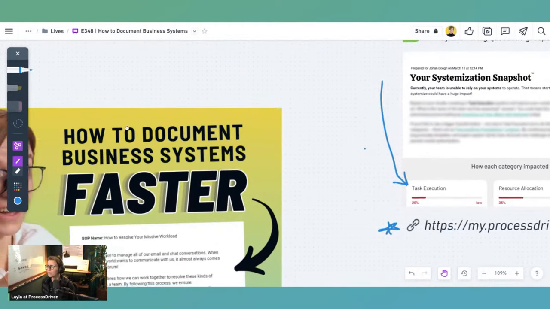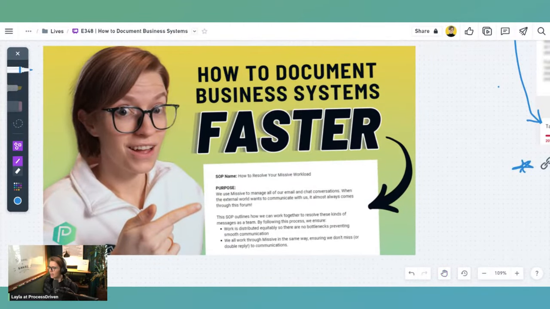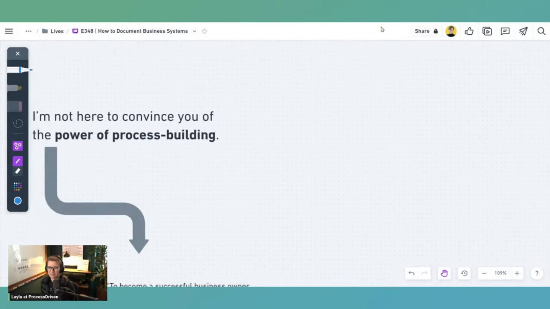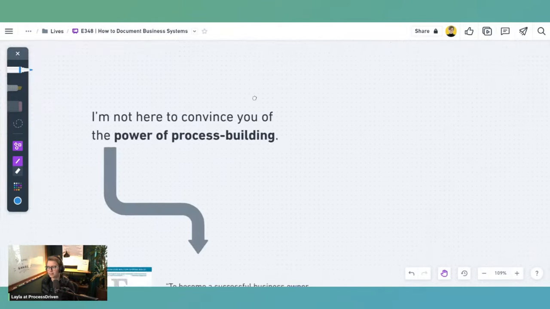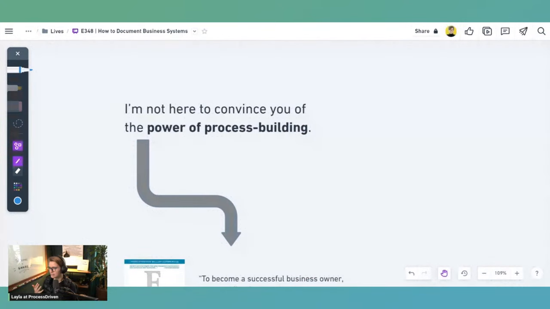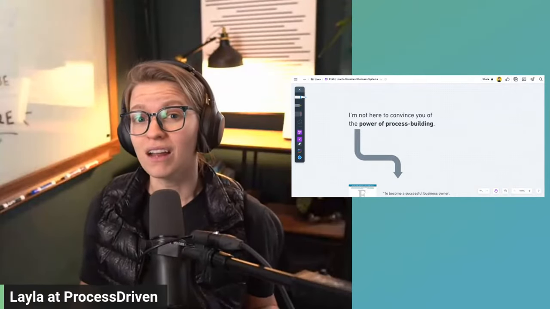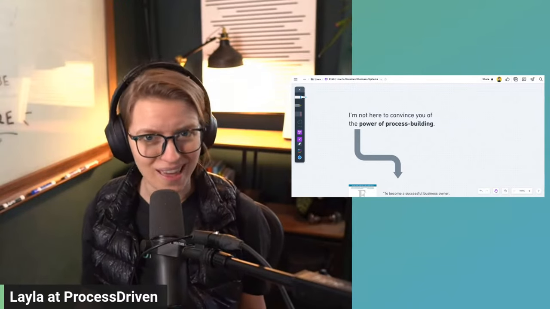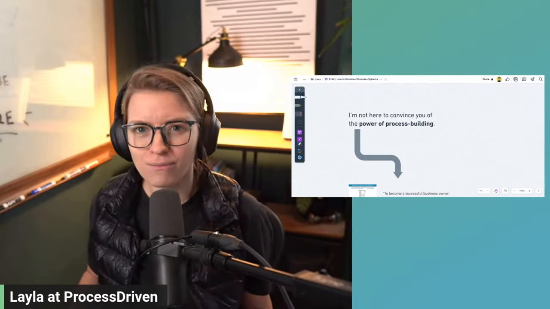But today we're talking about documentation. And what that means is that I need to stop the background music and break down what do we even mean by documenting business systems. Well, this whole concept, and the reason we're making a presentation around this, is because a lot of folks talk about the power of building systems in their business. They talk about ways that you can organize your business by building process. But the thing that we don't talk about enough is how do you actually do that? How do you actually accomplish that outcome?